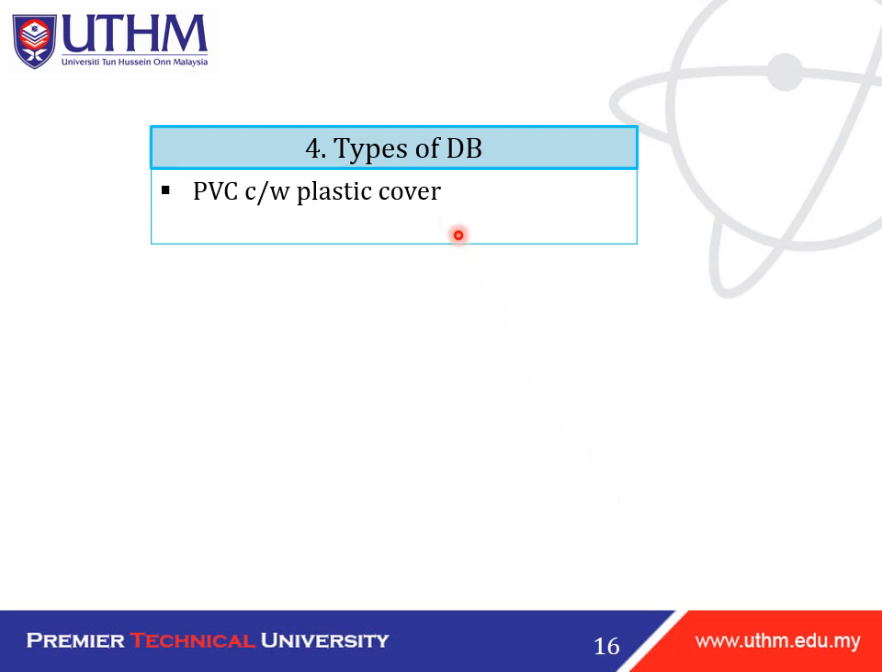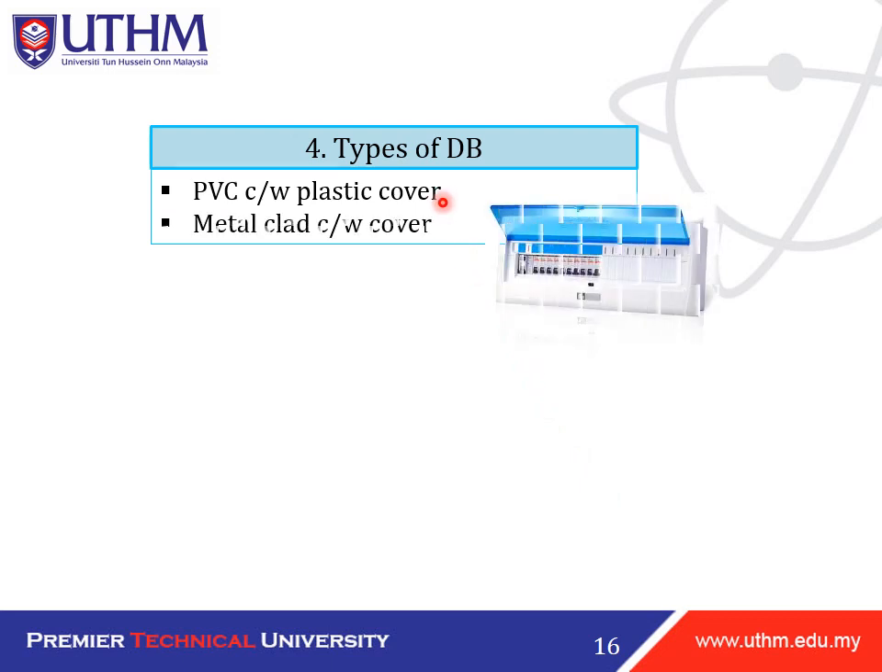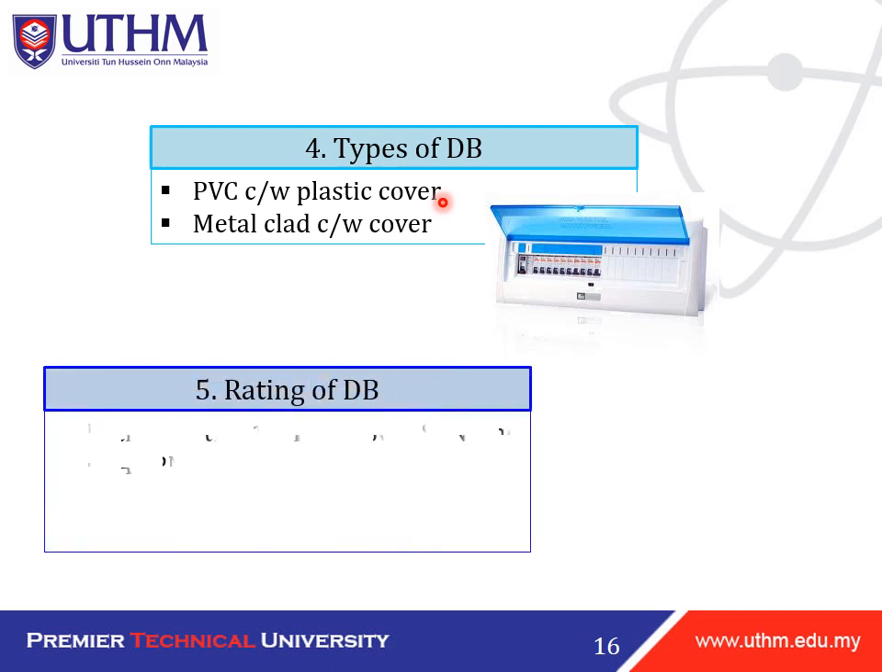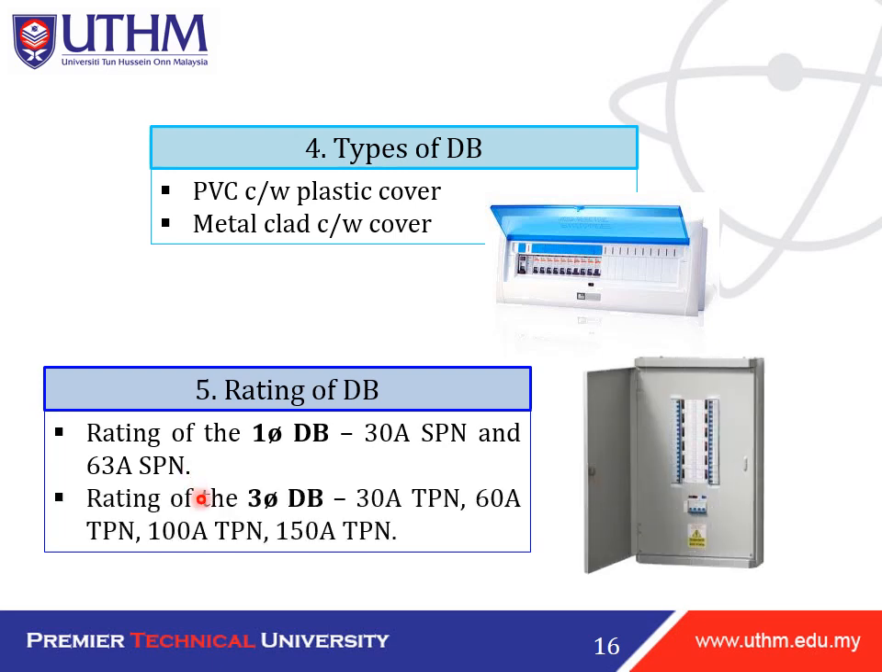Okay, for the types of DB, we have PVC type with plastic cover, and then we have metal clad cover. And then for the rating of DB, we have the rating of the single phase DB, for example, 30 amp single pole and neutral, and 63 amp single pole and neutral. And then the rating of the three-phase DB can be 30 amp, 3 pole and neutral, or 60, 100, or 150 amp, 3 pole and neutral type.